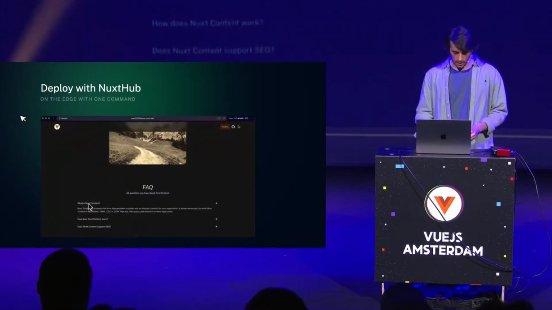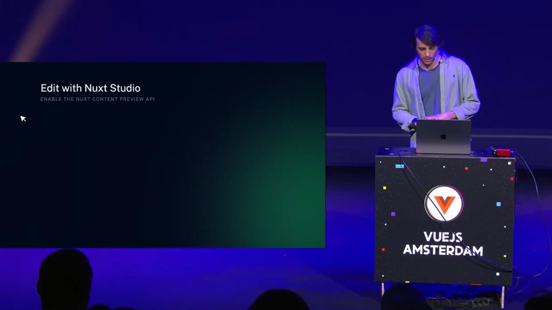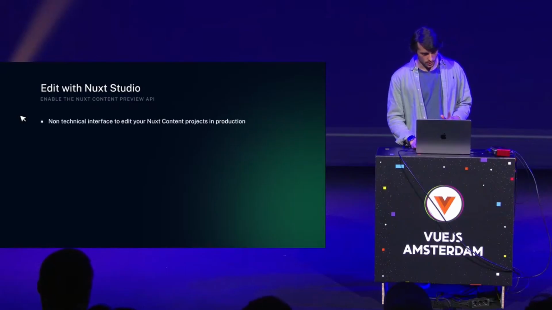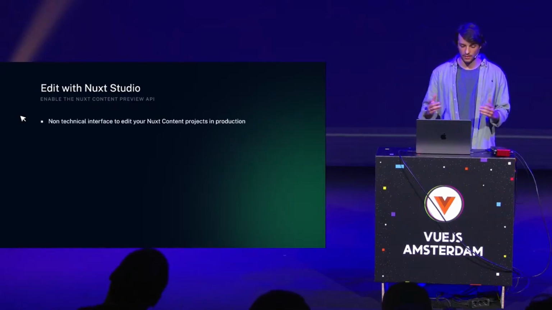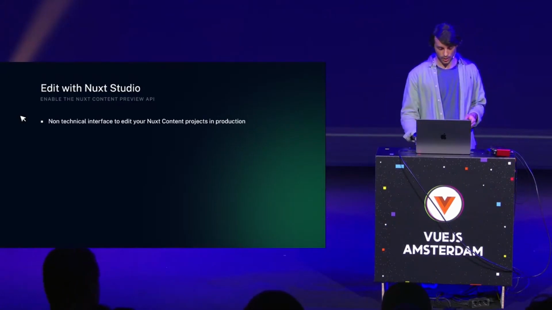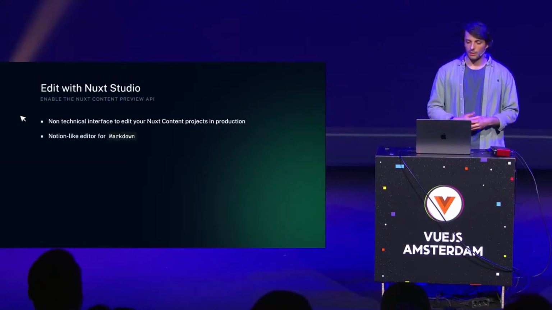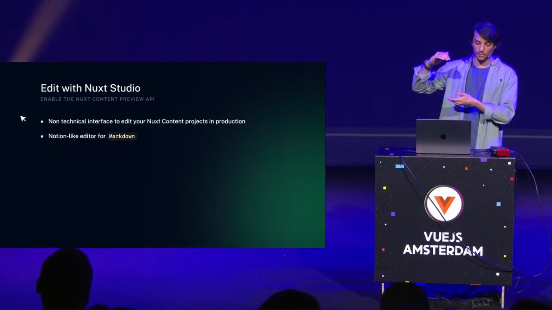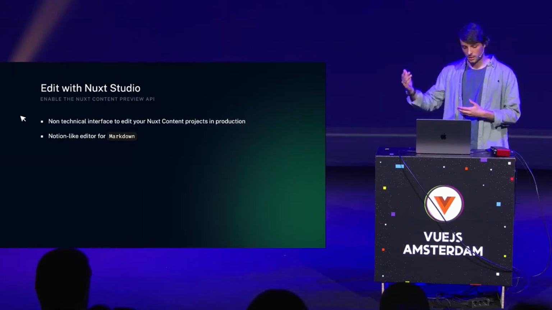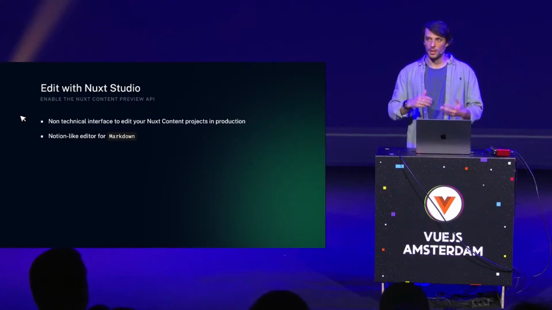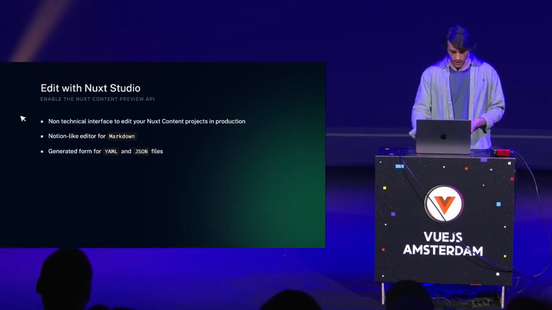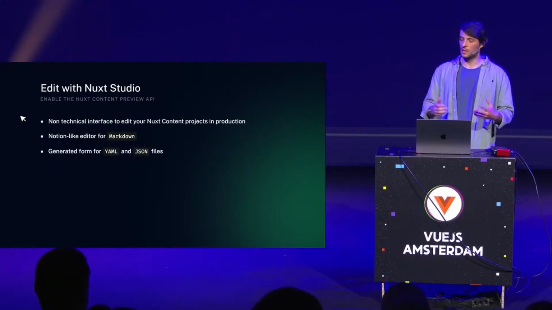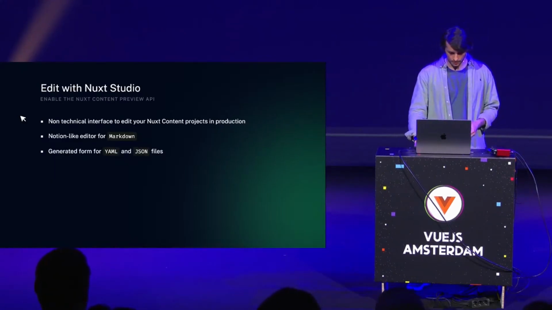And now that the website is deployed, we can edit it directly in production with Nuxt Studio. So let's quickly explain what Nuxt Studio is. It's a non-technical interface to edit your Nuxt content project in production. There is a Notion-like editor for Markdown pages, but I need to add that the front matter of your Markdown is also generated into a form, which is based on the schema you have provided in your content config. This is the same for YAML, JSON, and CSV files. We are generating forms based on the schema you are providing in Nuxt Content.